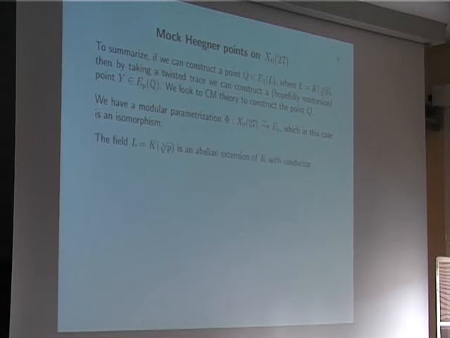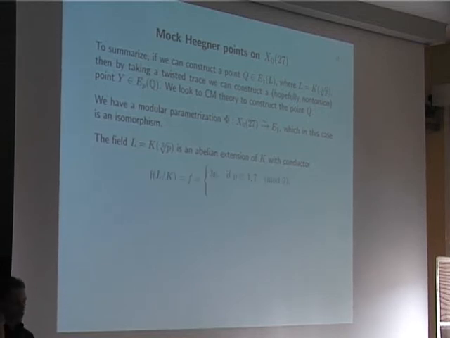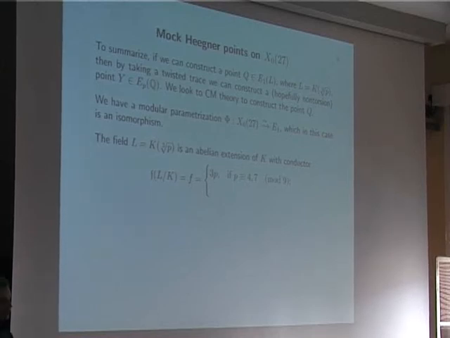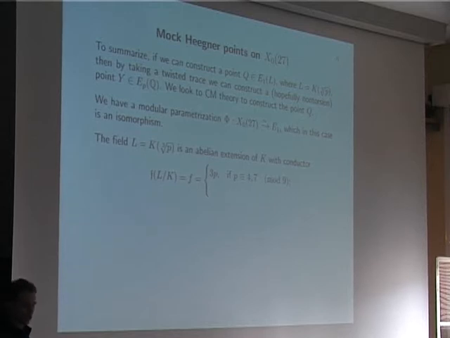All right, so what about this field L? Well, I said it was a nice Galois extension. In fact, it's obviously also an abelian extension, and you can compute the conductor of this extension explicitly. Sometimes it's denoted by this frak f_{L/K}. I'm just going to denote it by the integer f. And it turns out that if p is 4 or 7 mod 9, then it's equal to 3p, and otherwise it's just equal to p if p is 8 mod 9. Remember, those are the three congruence classes that we're interested in.